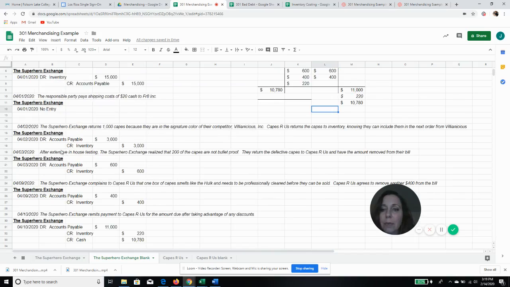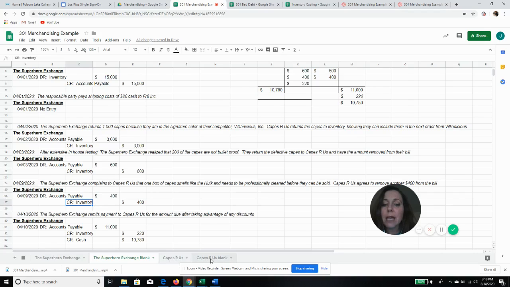If they return something because they don't like the color, they debit accounts payable and credit inventory. If they return something that's defective, they debit accounts payable, they credit inventory. If they get an allowance on their bill, so someone knocks part of the bill off, they debit accounts payable and they credit inventory. So from the buyer's perspective, it does not matter why the goods are being returned. It's the exact same journal entry. Debit accounts payable, credit inventory. Anytime they return inventory or they get some sort of a discount on their bill.